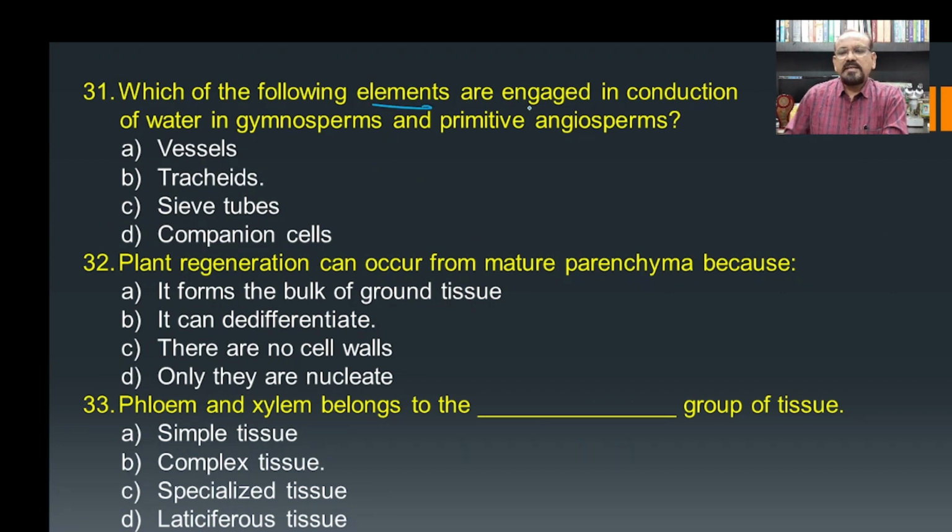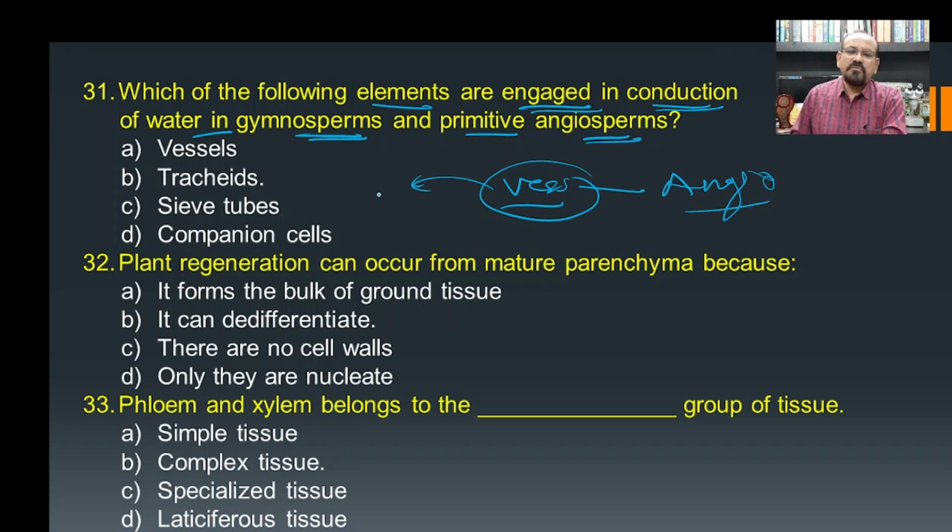Then, which of the following elements are engaged in conduction of water in gymnosperms and primitive angiosperms? The presence of vessels is a characteristic feature of the angiosperms, and vessels are found to be absent in the gymnosperms. Instead, tracheids are present in the gymnosperms, and even the primitive angiosperms possess tracheids. So B will be the correct answer for this question.